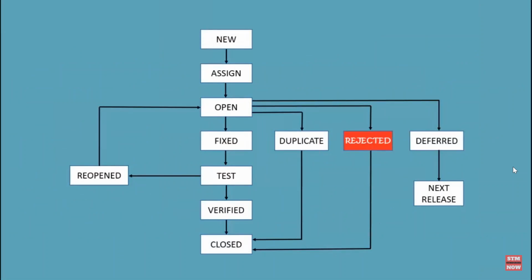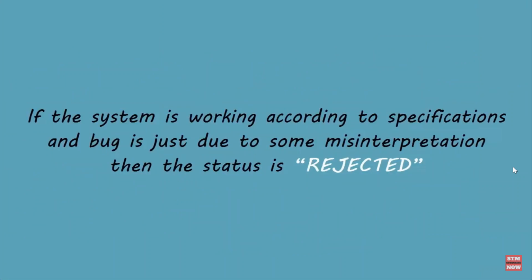Rejected. If the system is working according to specifications and the bug is just due to some misinterpretation, such as referring to the old requirements or extra features, then the team lead or developers can mark such a bug as rejected.